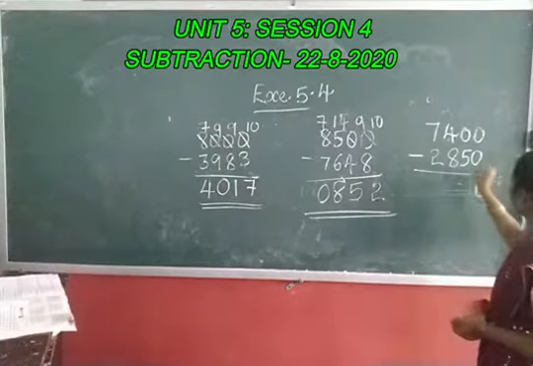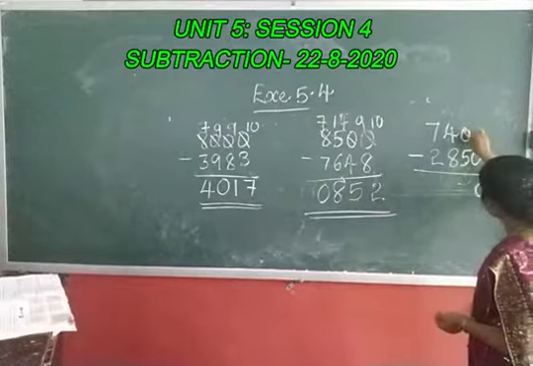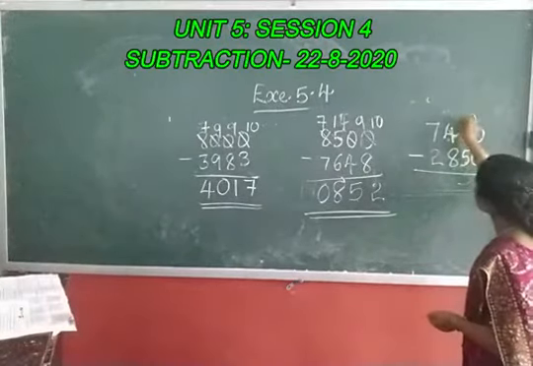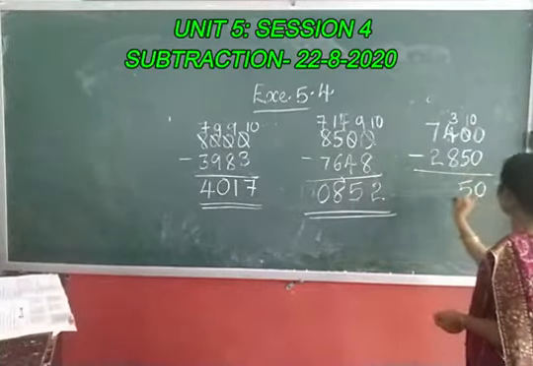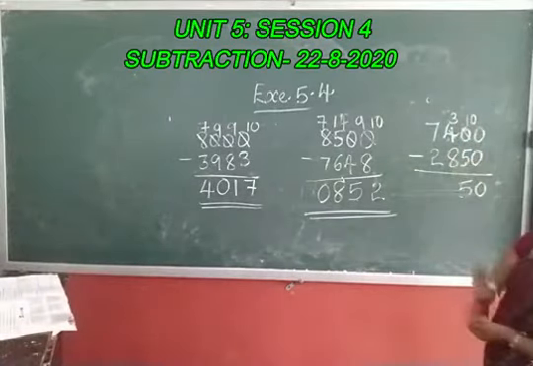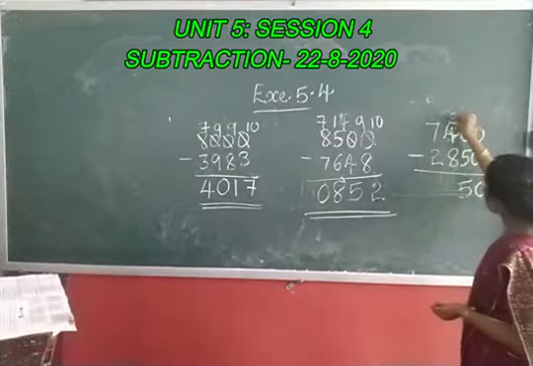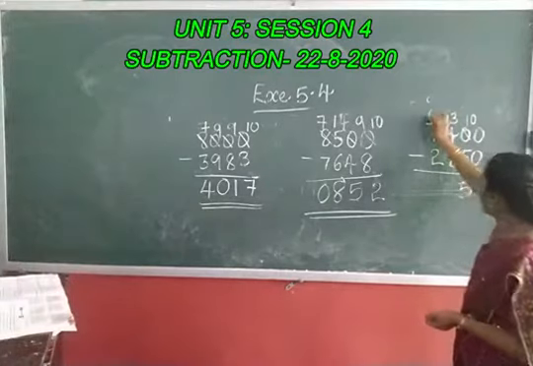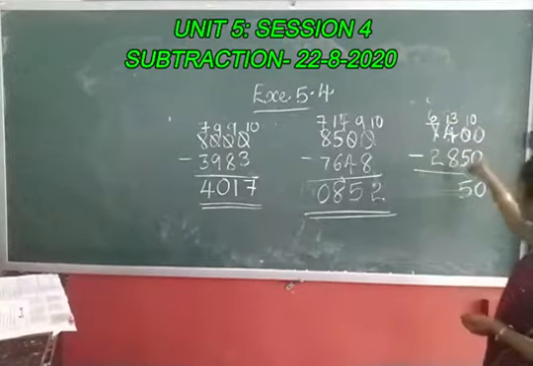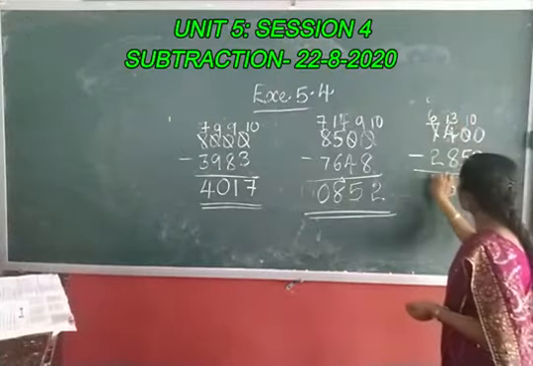0 minus 5, not possible. So here 10, here 3. 10 minus 5, 5. And 3 minus 8, can you write? No. So this becomes 13 and here we cut it and write 6. 13 minus 8, 5. 6 minus 2, 4.